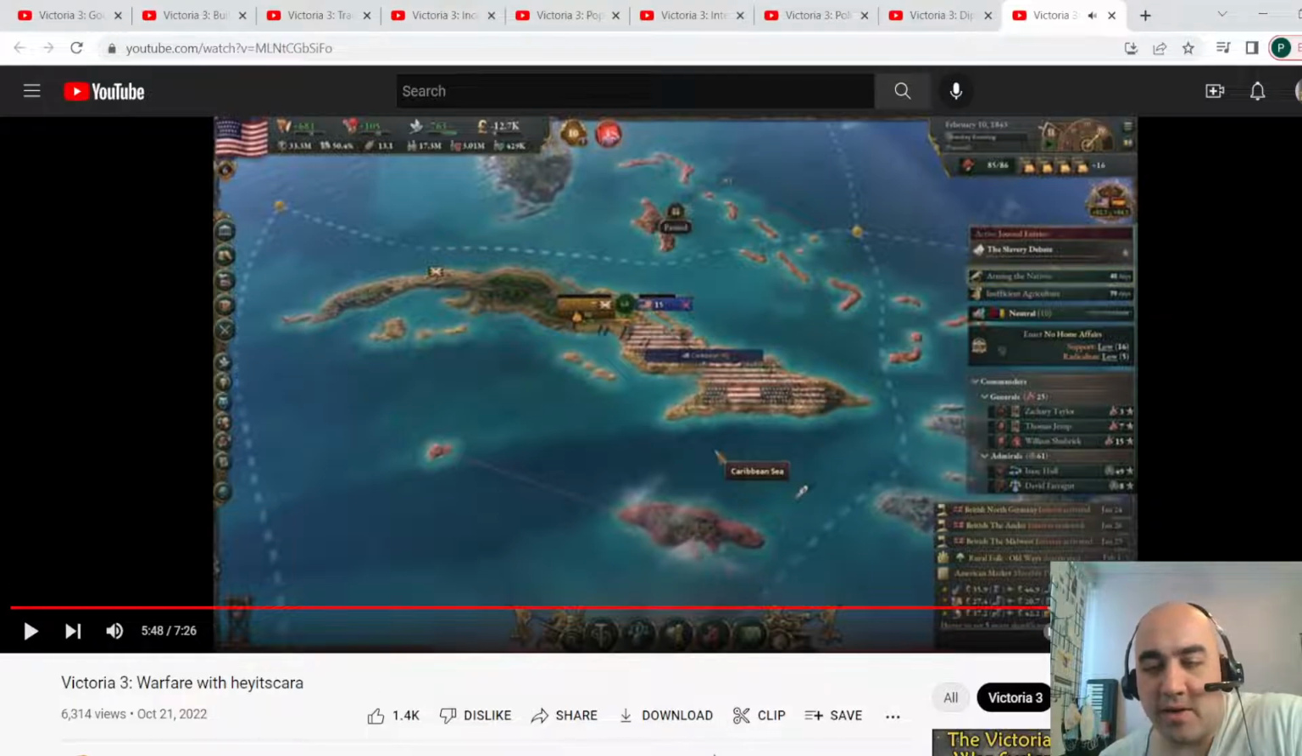It seems like they don't have capturing ships on release, but I imagine this is something they'll include because it seems to me that it was a major aspect of naval battle at the time.